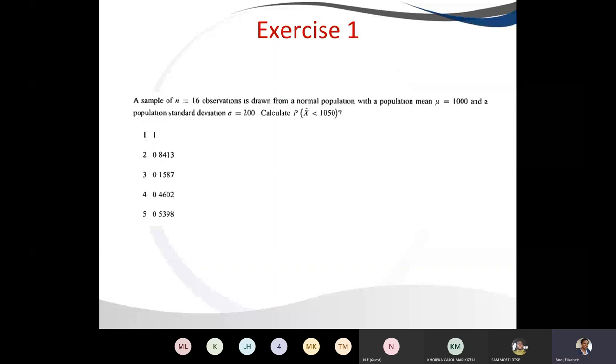A sample of n equal to 16 observations is drawn from a population with a population mean of 1,000 and a population standard deviation of 200. Calculate the probability that the sample mean is less than 1050. So you need to calculate the probability that Z is less than the sample mean minus the population mean, divided by the standard error, which is the population standard deviation divided by the square root of n.